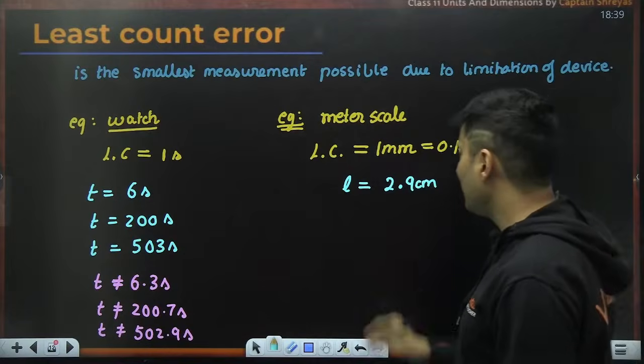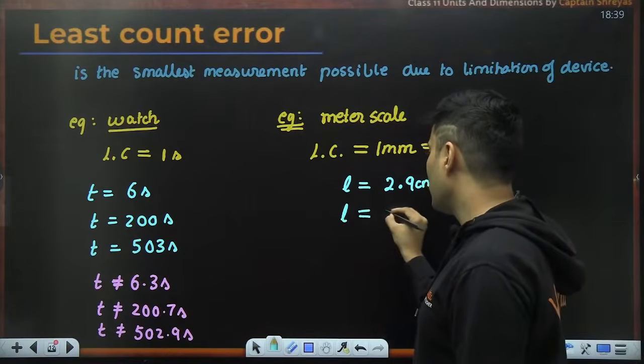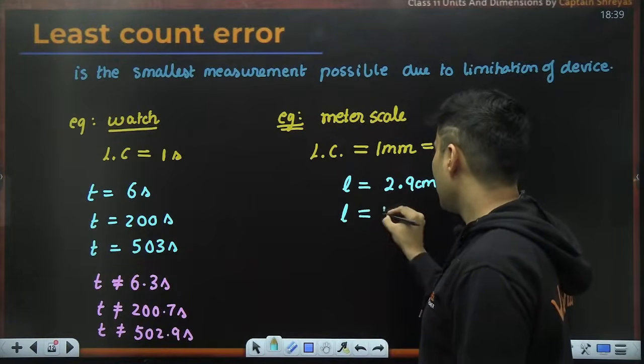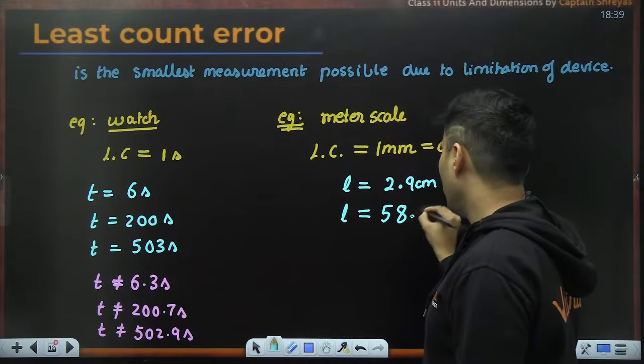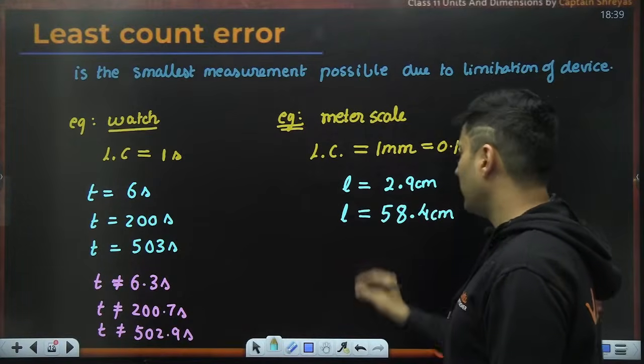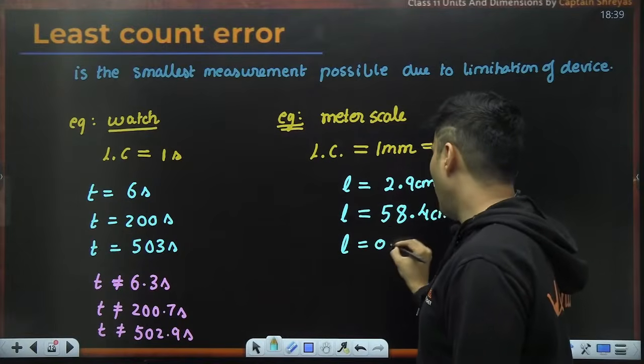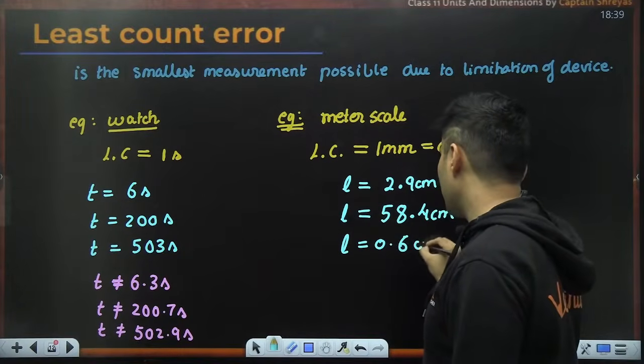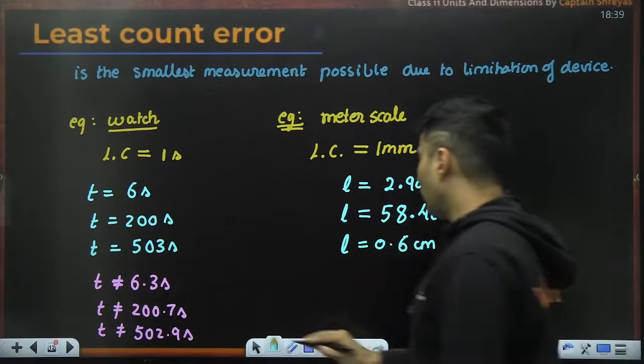So 2.9 centimeters is perfectly fine. I can also say it is, let's say, 58.4 centimeters. Perfectly fine. Sir, the length is 0.6 centimeters. Is this allowed? Definitely it is allowed.